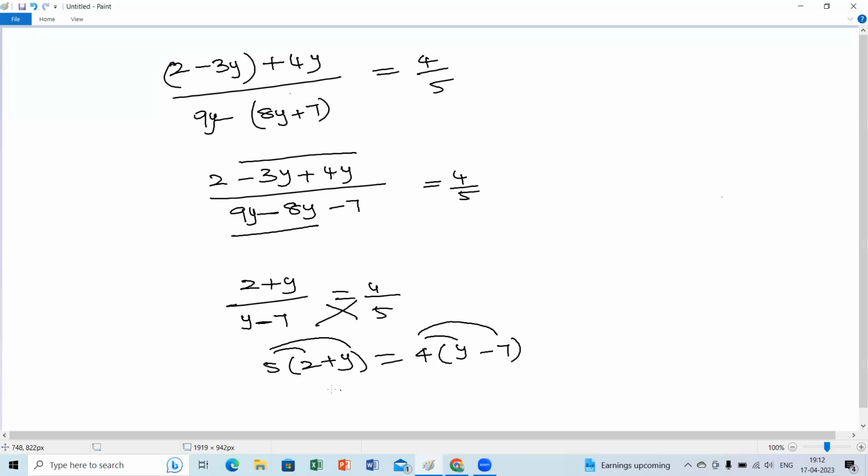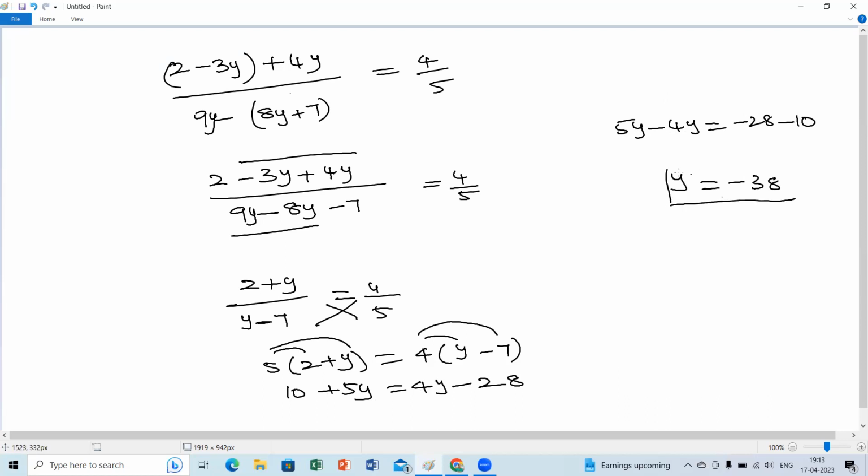The outside number should be multiplied with both the numbers inside the bracket. So 5 2s are 10. So 5y plus 10 is equal to 4y minus 4 7s are 28. Now make like variables on the left side. So 5y minus 4y is equal to minus 28 minus 10. y is equal to minus 38 is the answer.